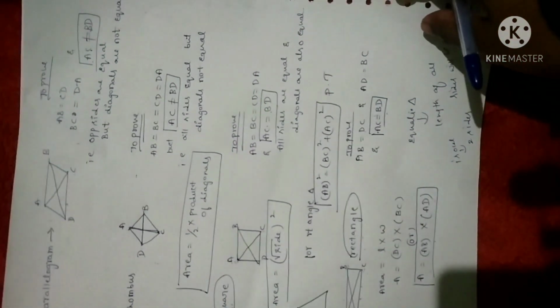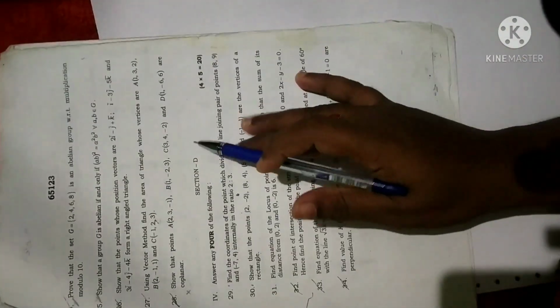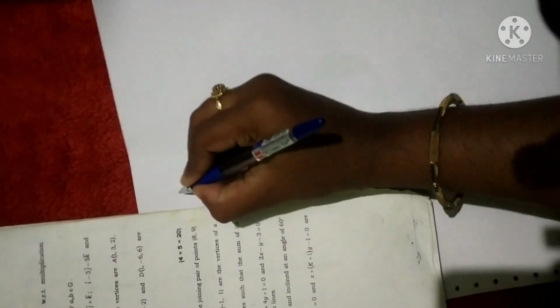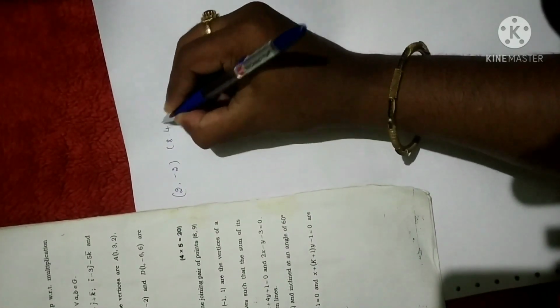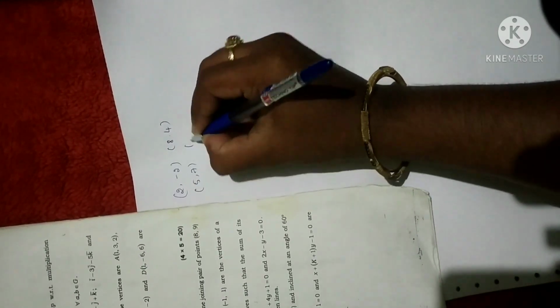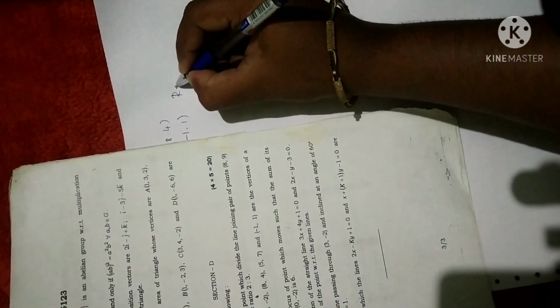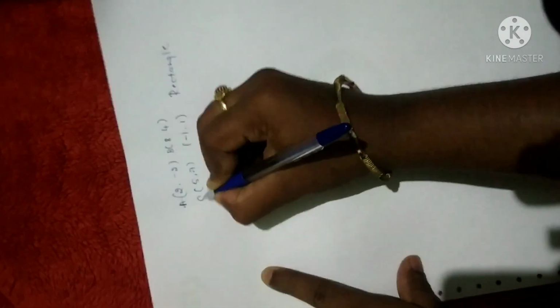Now let me explain one example so that you will understand the concept very well. Let me solve your question paper problem. See the question, what is given in section D. Second question: show that the points 2, -2, 8, 4, 5, 7, -1, 1 are vertices of a rectangle. Four points are given to us. Let me take these points as A, B, C, D.